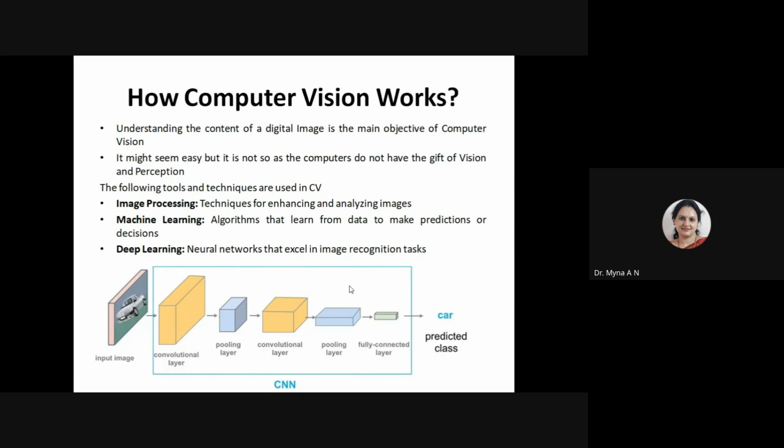Image processing, where we use techniques for enhancing and analyzing images and videos as well. We use machine learning algorithms that learn from data to make predictions or decisions. We also use deep learning, where we use neural networks that excel in image recognition tasks. For example, we present an input image which contains a car, and the output of the system would be that it predicts that it is a car.